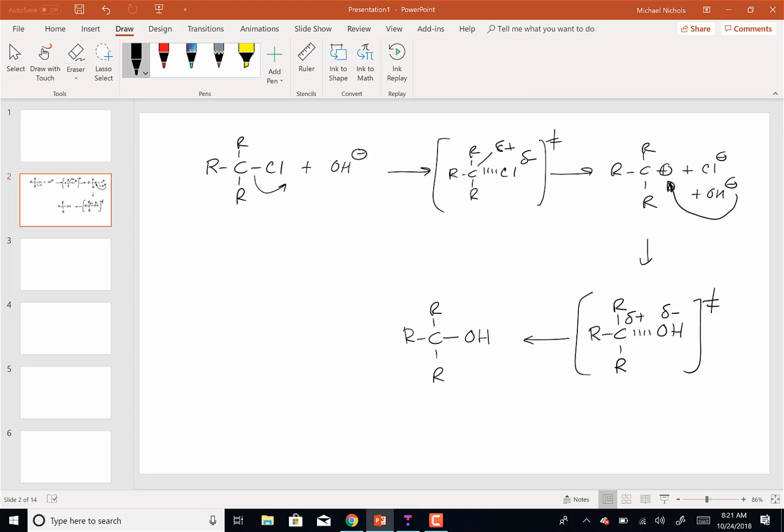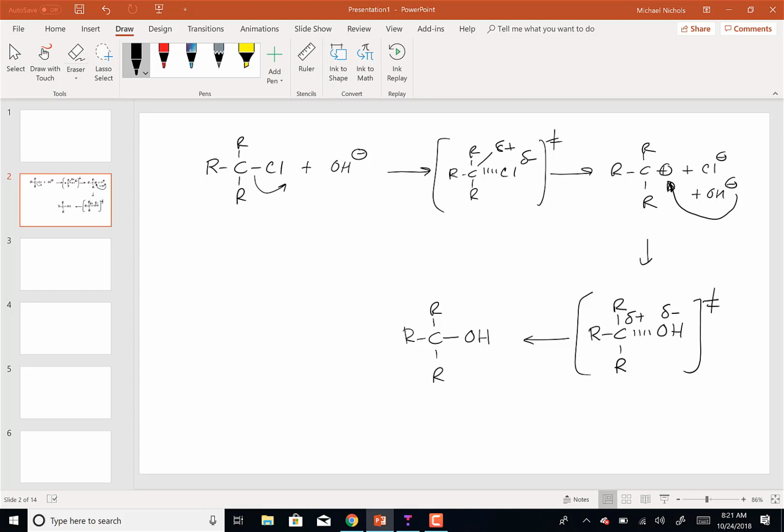So at some point, probably on Friday, I'm going to give you a take-home quiz where you're going to have to write the mechanism of an SN2 as well as an SN1. Okay. And this is the basics. So that seems pretty easy.